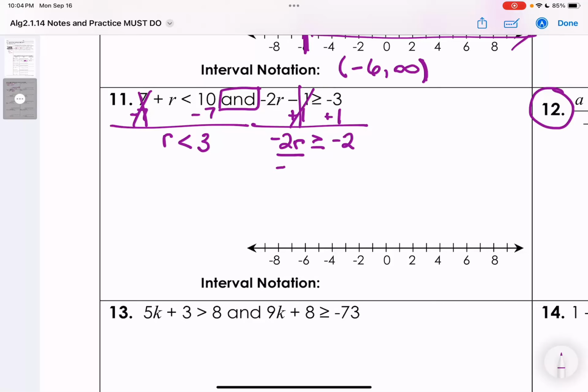And I'm going to divide by -2. Since I divide by a negative, I have r less than or equal to 1. So I've got this and situation going on. Okay, so I've got an r less than or equal to 1, and I've got r less than 3.